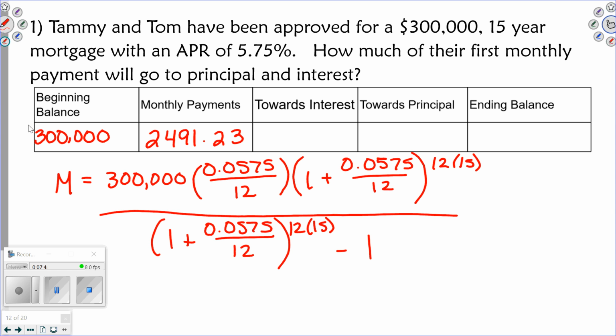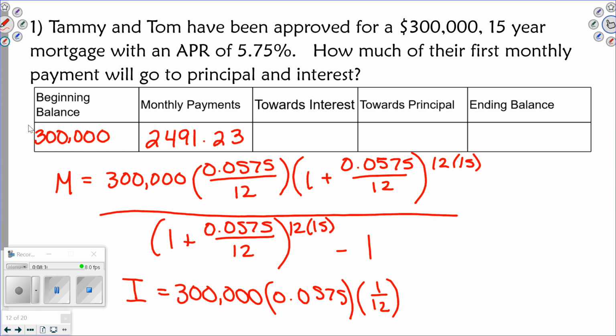All right, so the next part is how much of that monthly payment is going towards interest only. So this is the new part that we just talked about. And again, it is on the back of this red paper. Okay, so it's right in there, towards interest. That's your I equals PRT. And I even reminded you T is 1 over 12. So I equals my principal, 300,000. The rate, 0.0575. And then my time, since I'm only trying to find for 1 month, is 1 over 12.